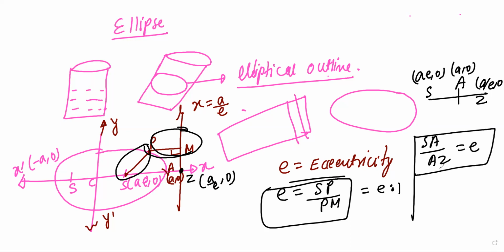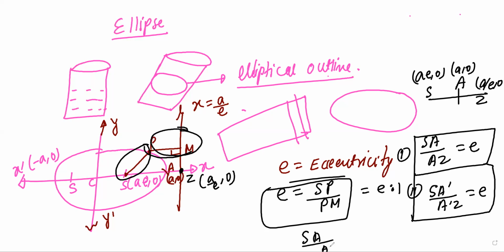And again we are taking another ratio, that will be SA dash upon A dash Z is equal to e. Now see the next point. SA is the distance from S to A, and AZ is the perpendicular distance of A from L. So they can be equal. From these equations 1 and 2, what can we write? SA by AZ is equal to SA dash upon A dash Z, because they are both equal to e, so they can be equated. This is the third equation.